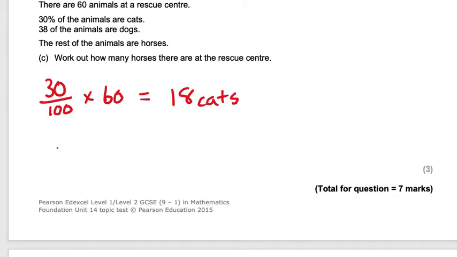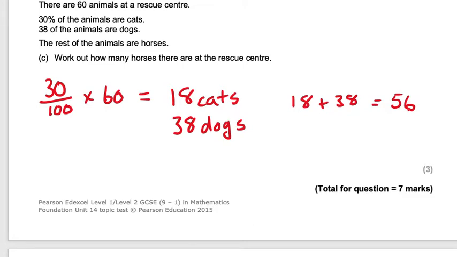38 of the animals are dogs, so we just know there are 38 dogs. The rest are horses, so if we take our 18 and we add it to 38, use your calculator. It's a calculator, you can use it. Obviously if it's not a calculator paper you can't, but 18 plus 38 gives us 56. So there are 56 animals that are not horses. So we take our 60 animals, we subtract 56, and that gives us 4 horses.